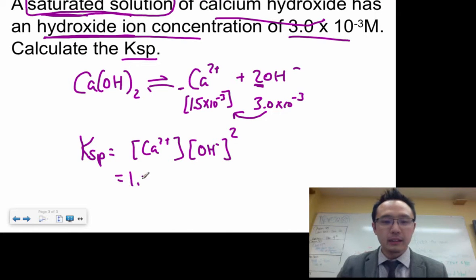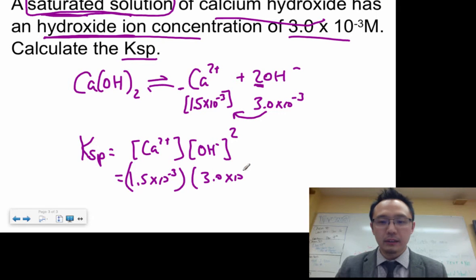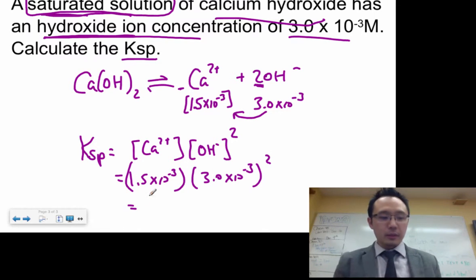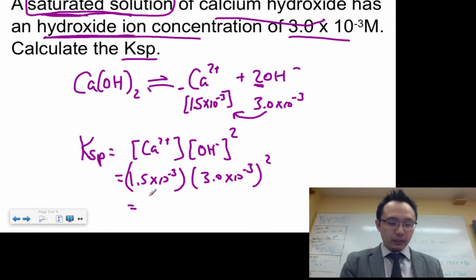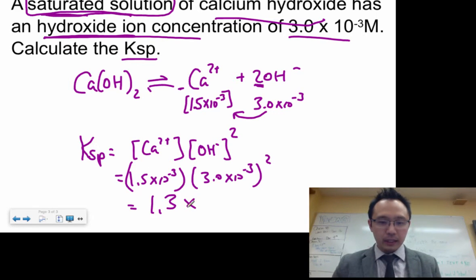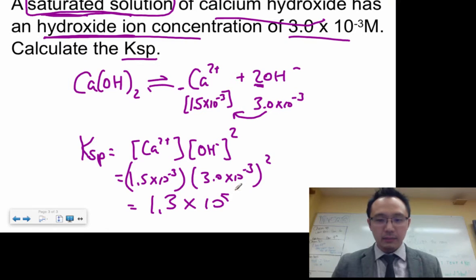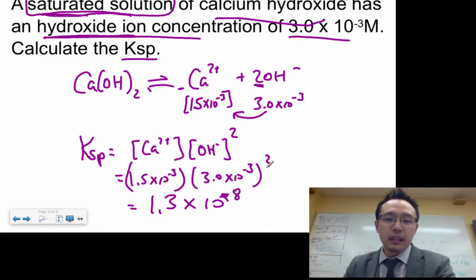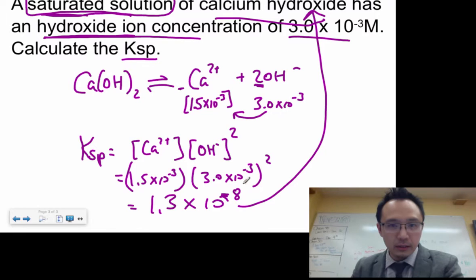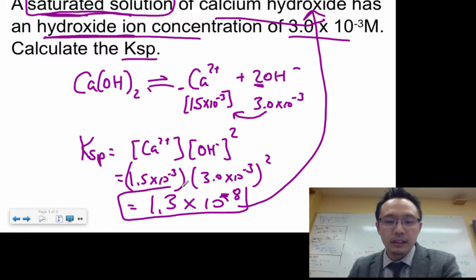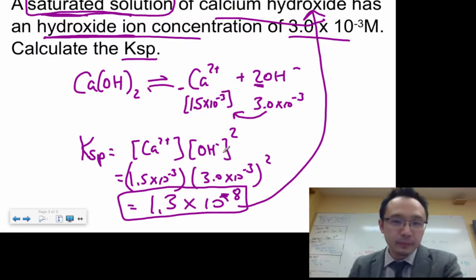So just plug in these numbers, 1.5 times 10 to the negative 3, times 3 times 10 to the negative 3, but now I need to square. This gives me a final answer of 1.3 times 10 to the negative 8. So that's my KSP. So that's the KSP of calcium hydroxide. So how well will this dissolve? You can see it's a pretty small number. It doesn't dissolve that well.